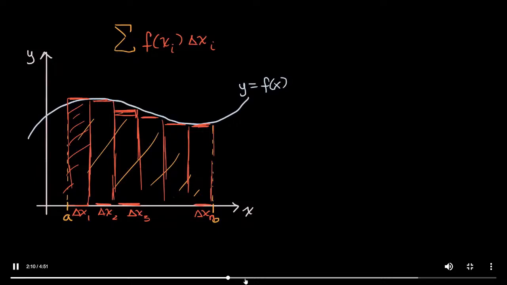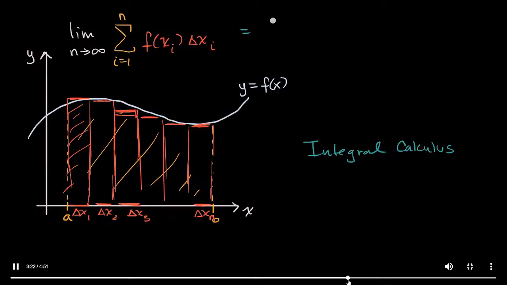Having more of these rectangles, so it's just rectangles. As delta x gets thinner and thinner and thinner, n gets larger and larger and larger. That's the summation formula, as n approaches infinity. This is the core idea of integral calculus. That's like the formula, and it's called integral calculus because of this.